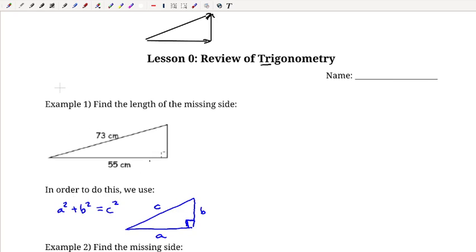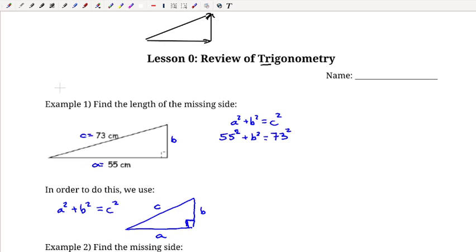So in the case of this triangle, I'm missing my side b. So I need to figure out how long b is. I've got the longest side here, the hypotenuse c is 73, and then the other short side a is 55. So I'm going to use a squared plus b squared equals c squared, plug in my value for a, 55 squared, plug in the value for b, which we don't have, and plug in the value of c, 73 squared. Every single thing has to be squared.